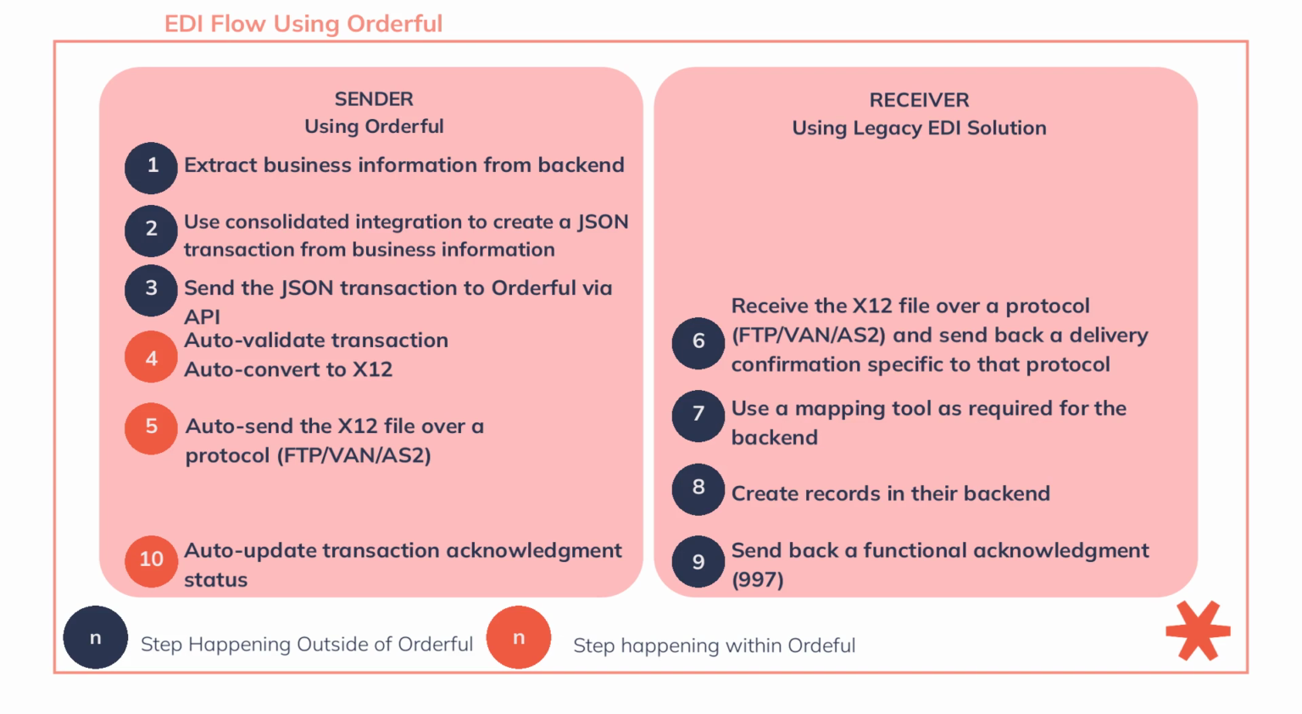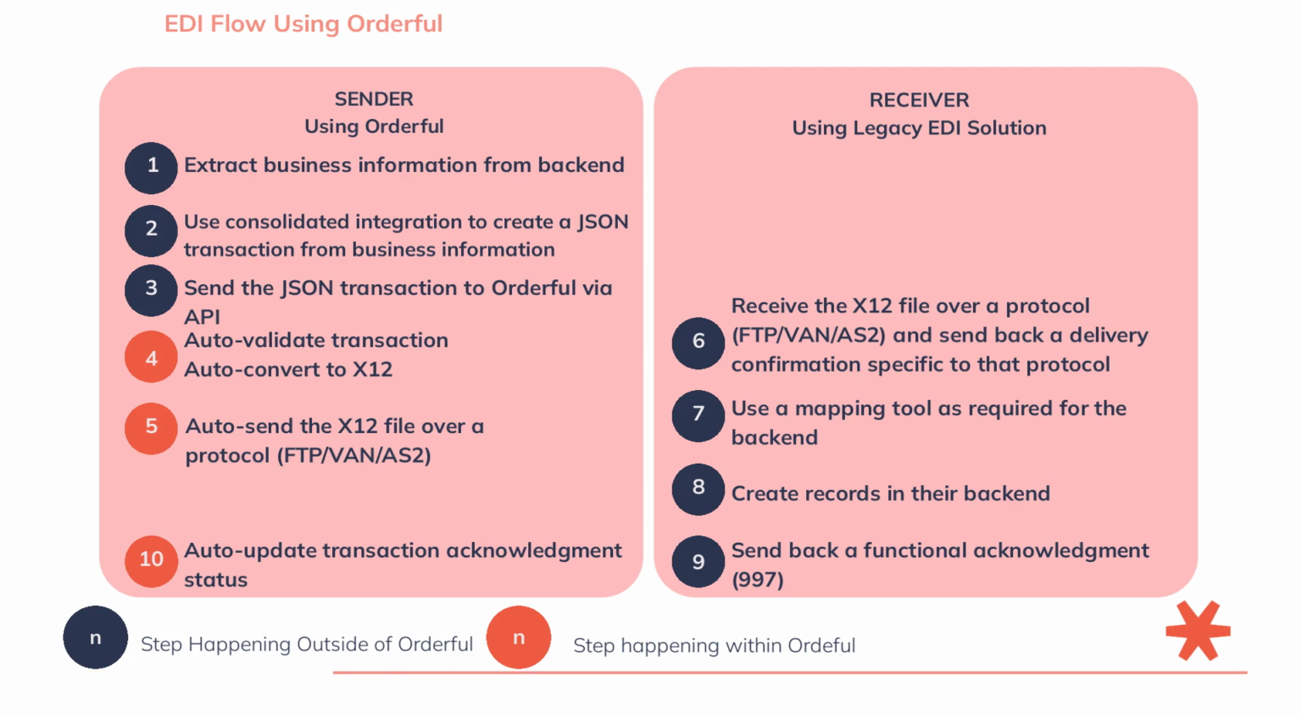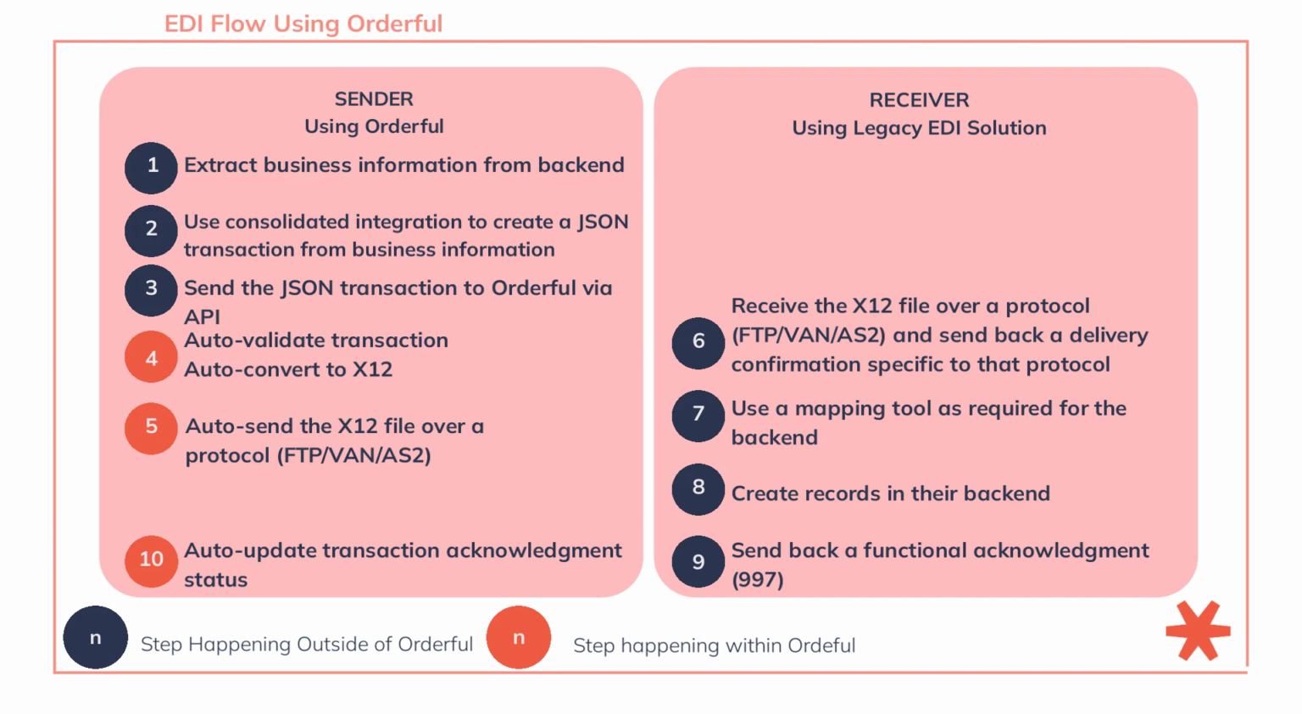1. The sender extracts business information from the back end. 2. They create a JSON transaction from this business information. 3. They send the JSON transaction to Orderful via the API.